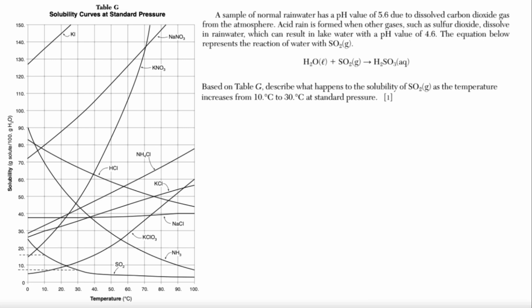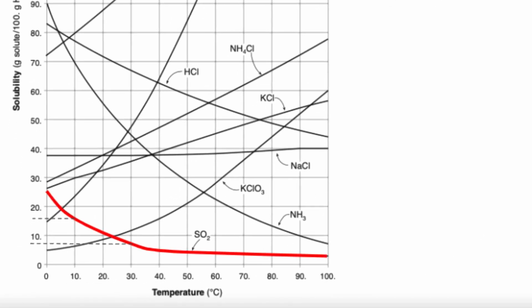Let's practice reading table G. First, I'm going to find the line that represents sulfur dioxide. Not as intimidating as it seems. That's the only line that I care about on this particular table for this problem.